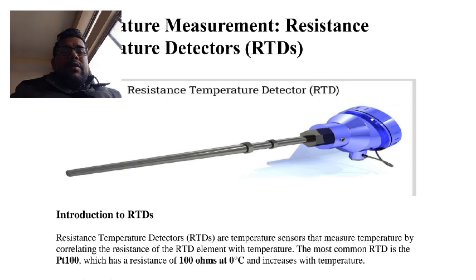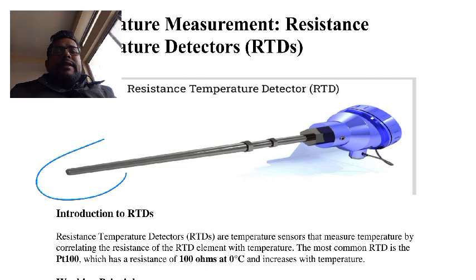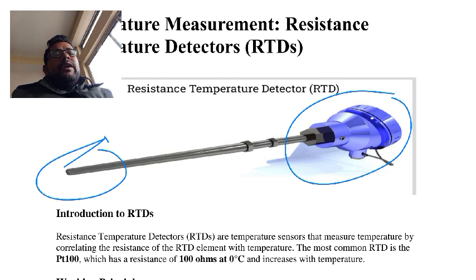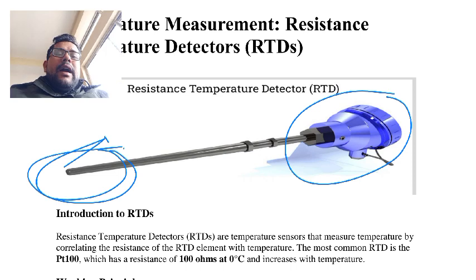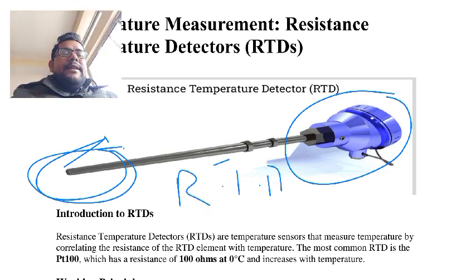So this is the look of an RTD. This is a practical diagram. This RTD looks like this. This portion is in contact with the temperature to be measured. And here the connection parts are 2 or 3 or different types of connections. And within this rod, the RTD sensing element is put.